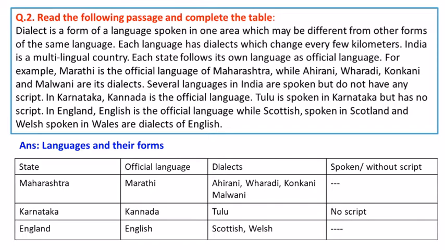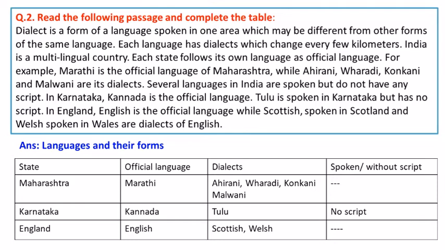The next one is a table. Question number two: read the following passage and complete the table. A paragraph is there. Dialect is a form of language spoken in one area which may be different from other forms of the same language. Each language has dialects which change every few kilometers. India is a multilingual country. Each state follows its own language as official language. For example, Marathi is the official language of Maharashtra, while Ahirani, Varhadi, Konkani, and Malwani are its dialects.